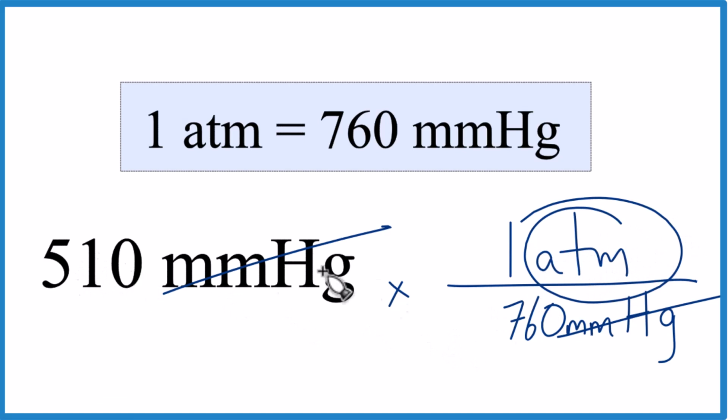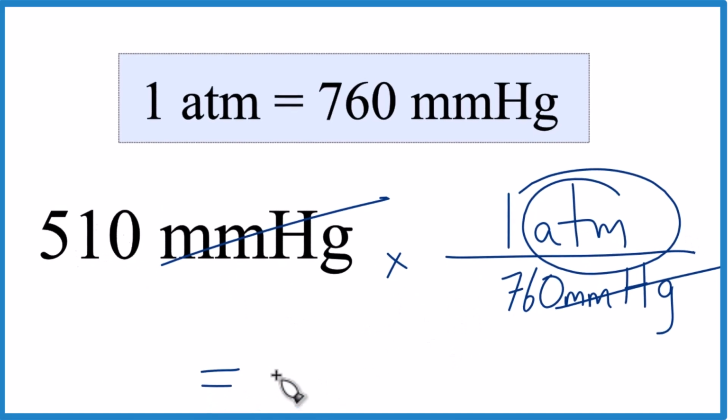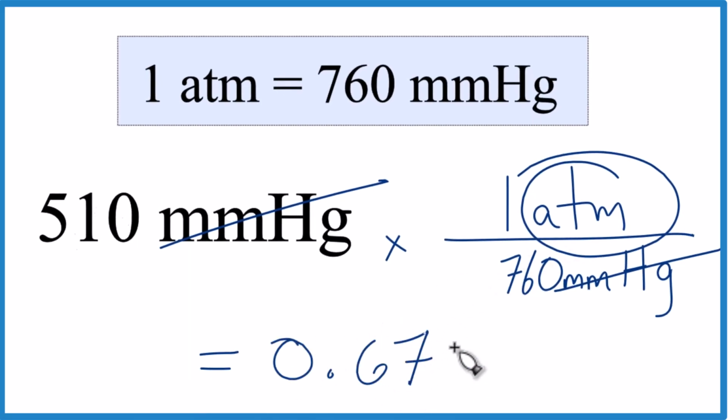So 510 divided by 760, we get 0.6710. Let's call it 0.671. And the units will be ATM, because everything else canceled out. We're left with ATM. That's how we know we did it correctly.